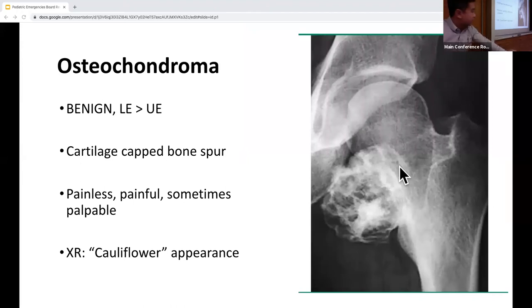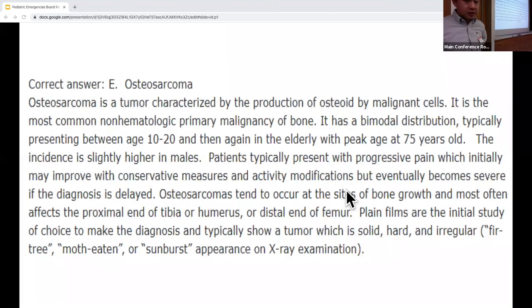Same thing with osteochondroma. These are also benign. These are like bone spurs, outgrowths of bones. Sometimes you'll see a kid with a nodule or something like that, and you'll find this on x-ray, and it's a very characteristic image. And this is an osteochondroma. These are also benign, but they can also be removed if they're causing a lot of pain. It kind of looks like a cauliflower, which is what you see here. But also another thing you might get tested on. All right, and that's it.